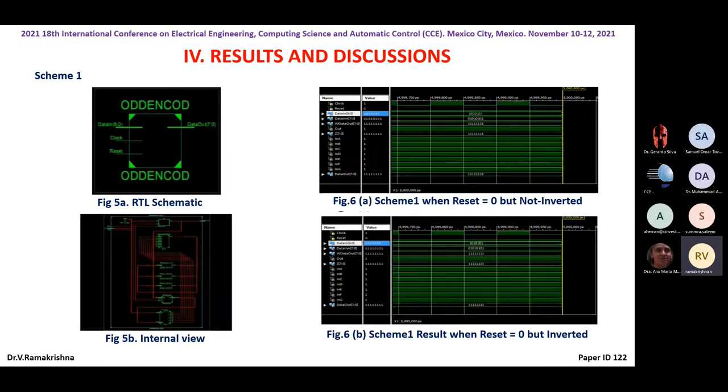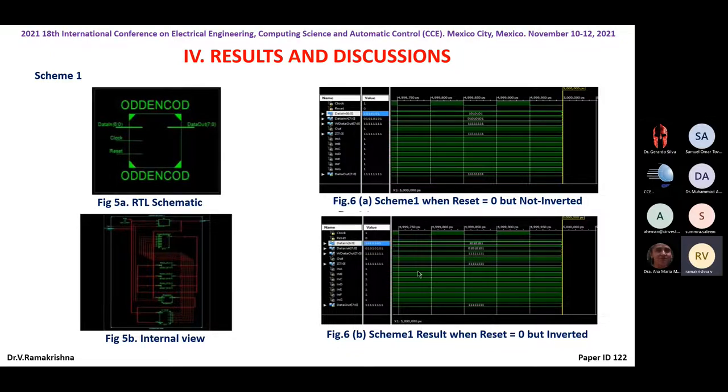And these are the results. We have written this in VHDL and implemented it on the Xilinx Spartan 6 family. This is the RTL schematic, and this is the internal view of that schematic. This is scheme one when reset equals zero, but not inverted. And this is the scheme one result when reset is zero, but at an inverted point for scheme one.